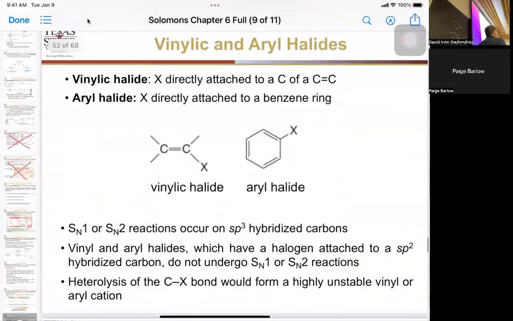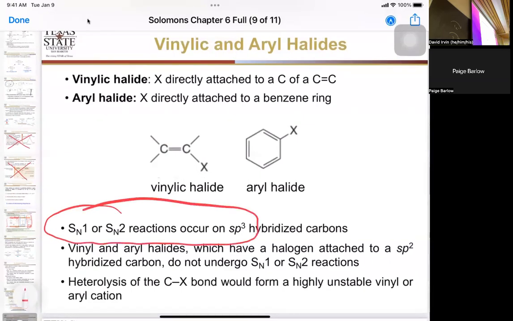Okay, now I said that carbocation stability is key here. When we talked about conjugation, we found out that we could write different resonance structures for different compounds here. Turns out that when we have things that have sp2 hybridized carbons, they do not undergo SN1 or SN2. You can only do SN1 and SN2 reactions on sp3 hybridized carbons. Only sp3, okay? Which means these will not react there.